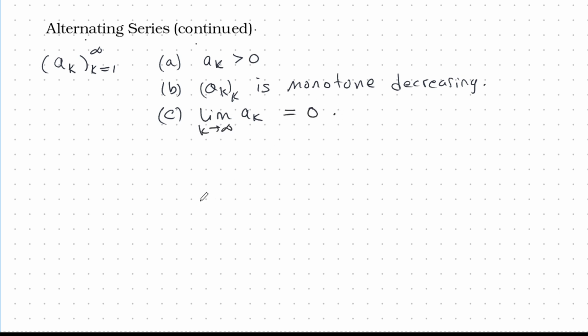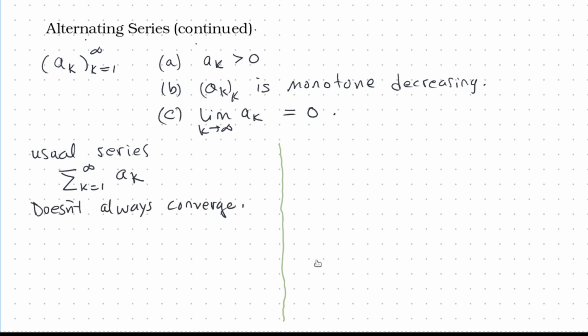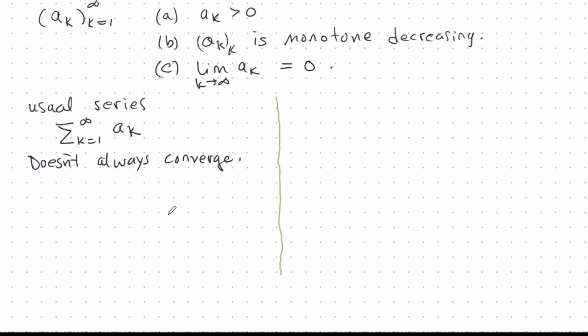Now we expect that these things are getting small, so if we add them all up, monotone decreasing, yeah, maybe they'll converge. Well, let's see. For the usual series, sum them all up. Does this always converge with these nice three conditions on the terms? And the answer is no. It doesn't always converge, and we have an example that I did in a previous video.